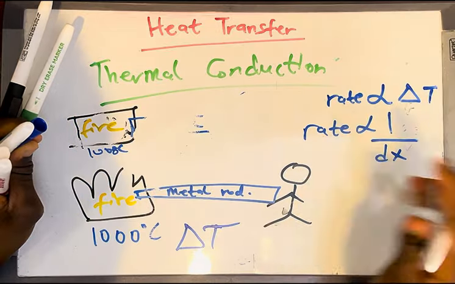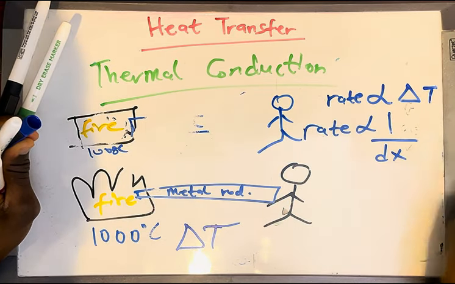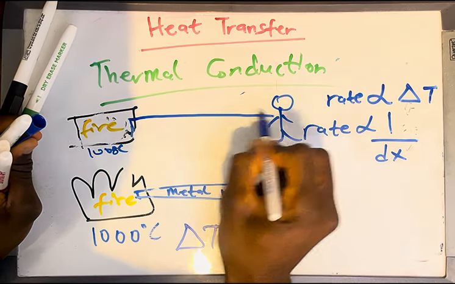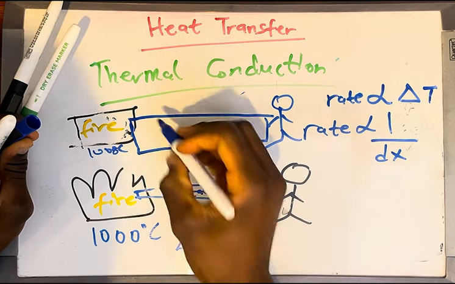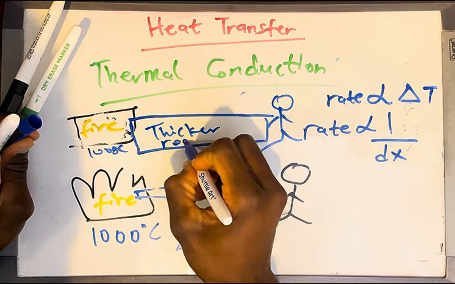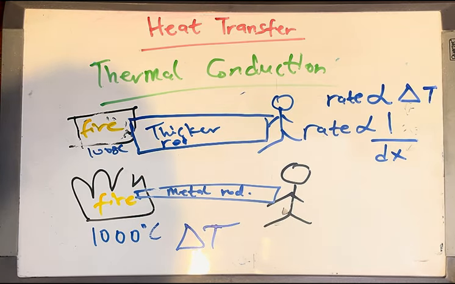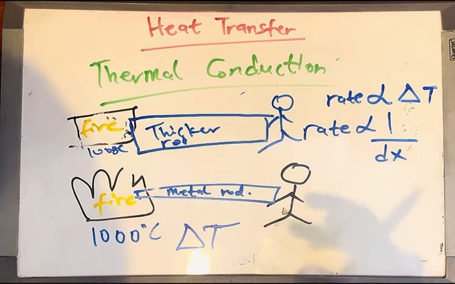Imagine that these two people, the first person and the second person, are both standing at the same place. But the difference is that the rod that the first person is holding is very thick compared to the rod that the second person is what? Holding. Okay, let's say the first person is holding a thicker rod and the second person is holding a thinner rod. The person holding the thicker rod would be able to feel the heat faster than the person holding the thinner rod.